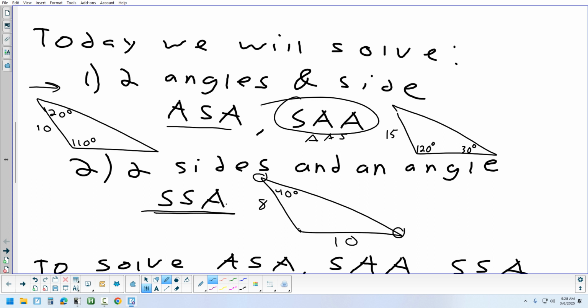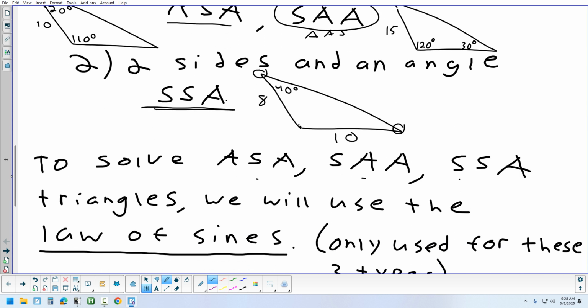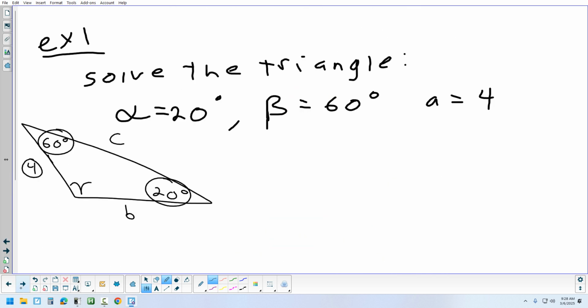Side angle angle. Is side angle angle one of the 3 that we use law of sines for? Yep. So now we know, you don't know law of cosines yet anyway, but now we've confirmed it is a law of sines problem. Okay, set up a table, just like we did before. We're going to fill in everything we know. So alpha is 20. We know beta is 60. And we know A is 4.